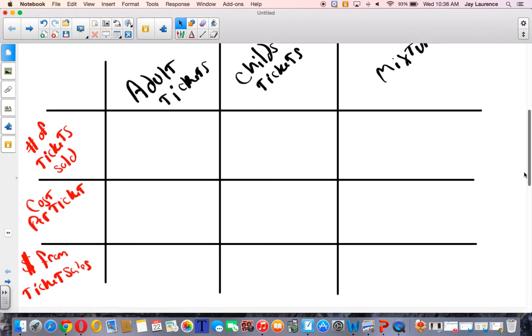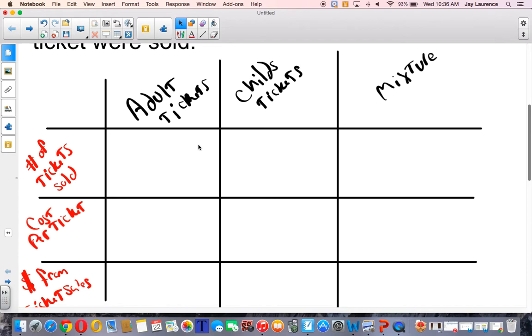Okay, see, I've already made my chart up, and some of you have a hard time. So let's go over how I got these labels. First of all, in a chemistry problem, we'd have bottle 1 here, and then bottle 2 here, and then the mixture, right? Well, we're not talking about 2 bottles of acid. We're talking about the number of adult tickets and the number of children's tickets. So that's how I knew to put those there.